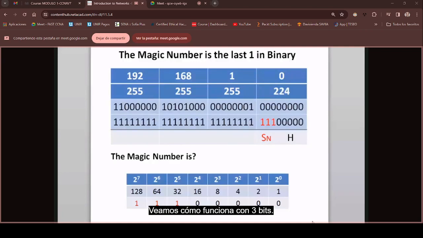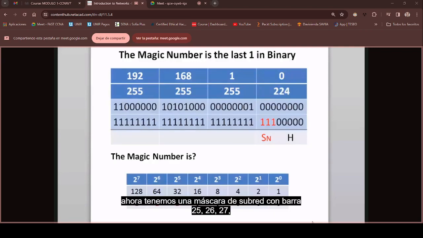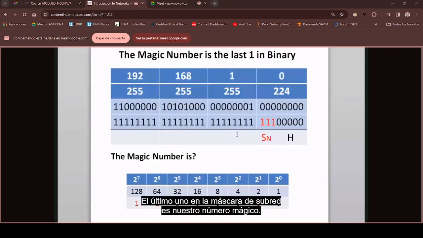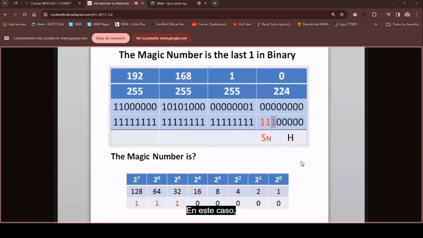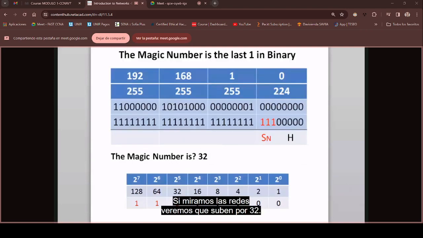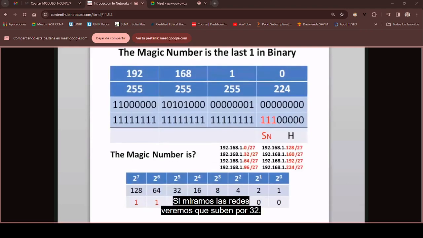Let's see how it works with 3 bits. With 3 bits, we now have a /27 subnet mask, in decimal 255.255.255.224. The last one in the subnet mask is our magic number. In this case, it's in the 32's place in the binary conversion table. So the magic number is 32. If we look at the networks, we'll see that they go up by 32.